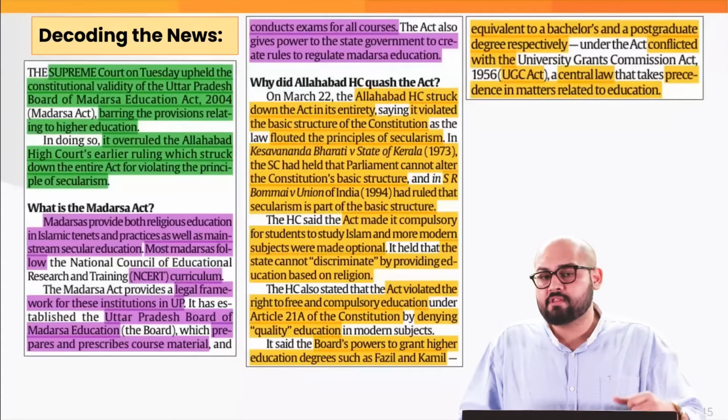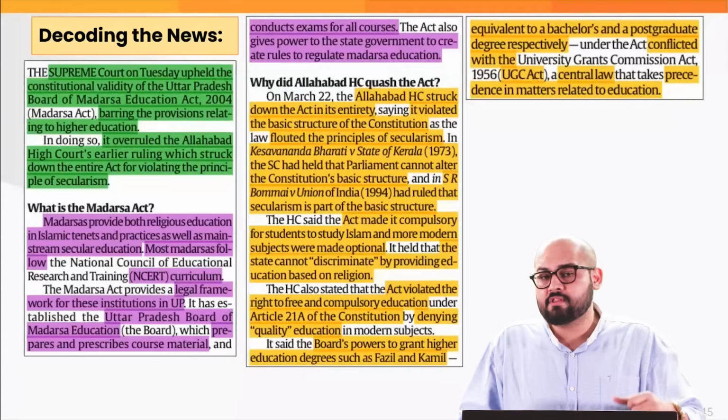Also, we have entry 25 of the concurrent list, which allows both states and the center to enact laws on the subject of education, right? So it said that it must be seen in the broadest meaning and includes institutions that provide religious education. Right to education and minority institutions.